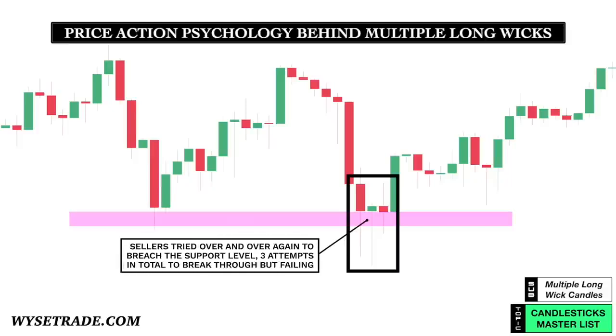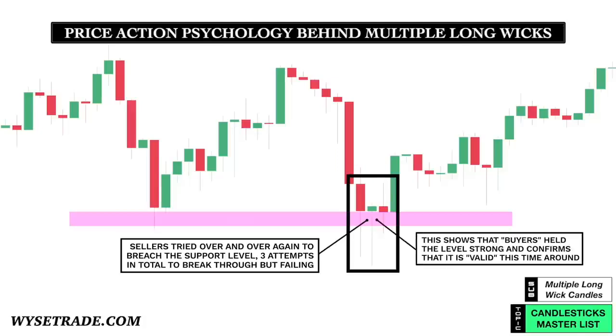This shows that sellers tried over and over again to breach the support level, 3 attempts in total to break through, but failing, showing that buyers held the level strong and that the level is valid this time around.